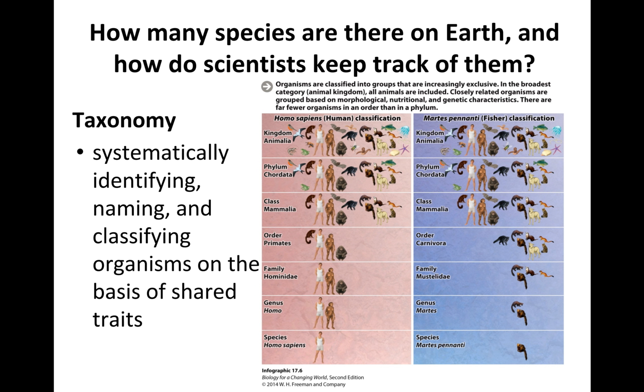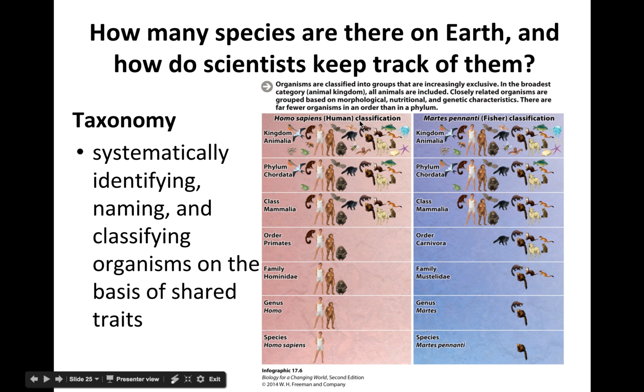There's a science called taxonomy, which is a systematic approach of identifying, naming, and classifying organisms on the basis of shared traits. And we have different levels of classification. The biggest level is called the kingdom. The next levels are phylum, class, order, family, genus, and species.